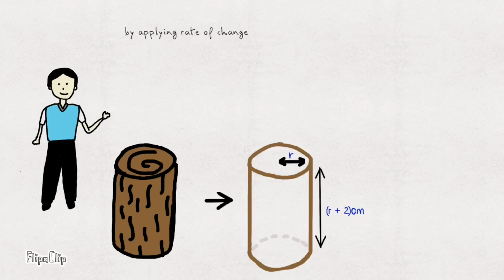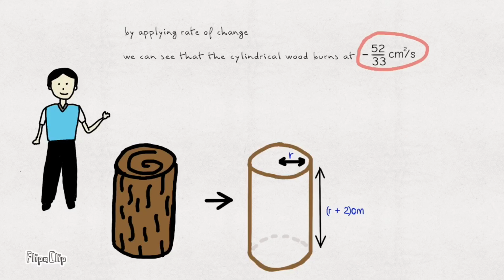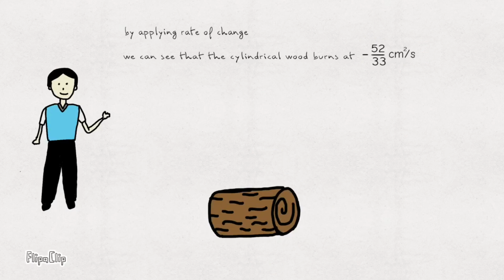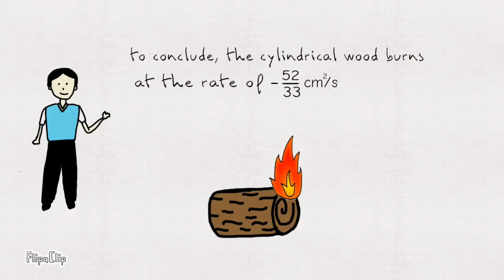By applying the rates of change, we can see that the cylindrical wood burns at negative 52 over 33 square centimeters per second when the radius is 6 centimeters. To solve the problem faced by Lucas, we can conclude that the cylindrical wood burns at the rate of negative 52 over 33 square centimeters per second.